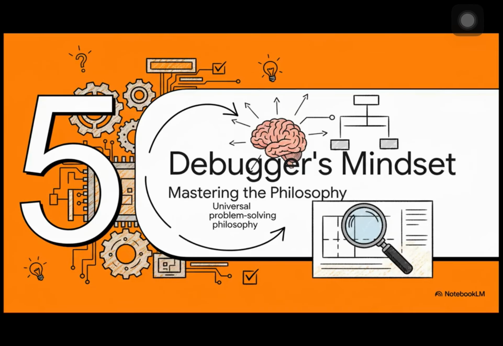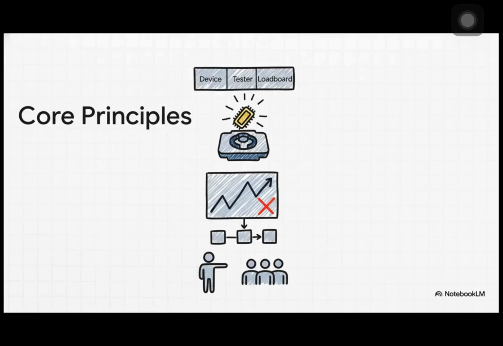So we've walked through a bunch of different scenarios, right? But they all share a common thread. The real key here isn't just to memorize a checklist for every possible problem. It's about internalizing a universal problem-solving philosophy. These core principles, this is the heart of the debugger's mindset. This is what should guide every single move you make.